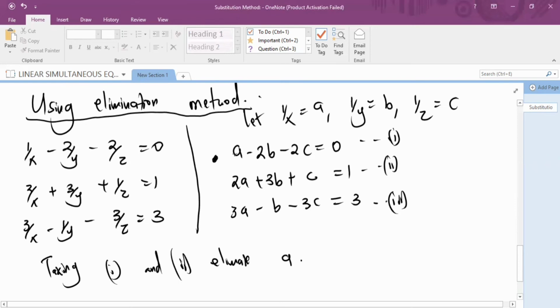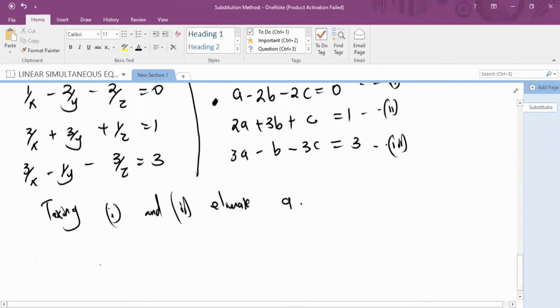So I will multiply the whole of this equation 1 by 2, and this one will just remain, or I will multiply it by 1 so that when I subtract, this will be 0. So in order for me to eliminate a, I will take 2 of equation 1 minus 1 of equation 2. Clearly, if I take 2 of this will be 2a minus 1 of this, that will be 2a. So that will give us a 0.